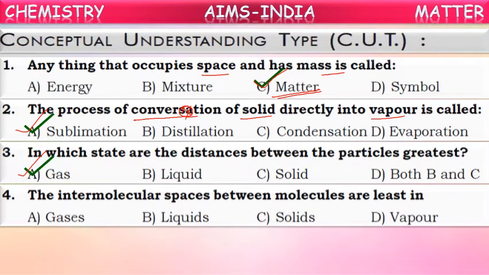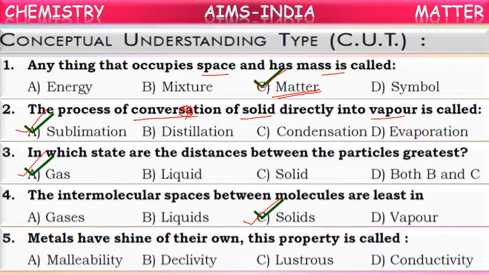Now come to the next question. The intermolecular spaces between molecules are least in which state? Intermolecular spaces means gaps. Already we have drawn solids, liquids, gases. In solids, the molecules are attached side by side. There are no gaps between them. That's why they are very hard in nature. That is what they are asking. So the intermolecular spaces between the molecules are least in solids.